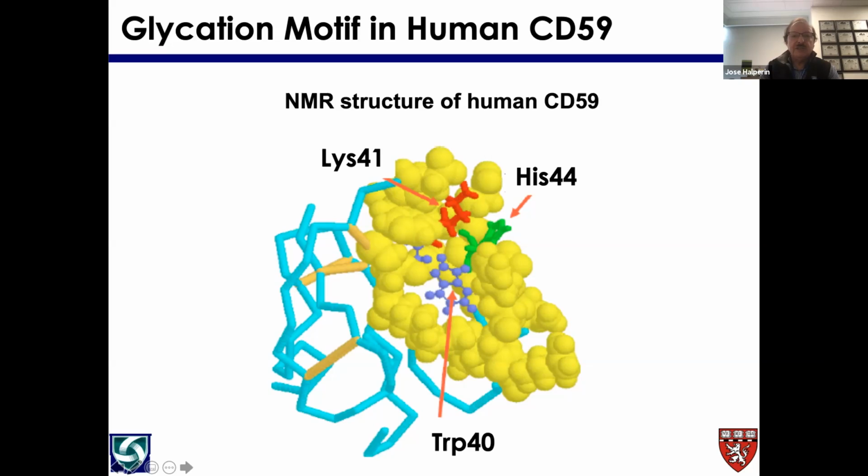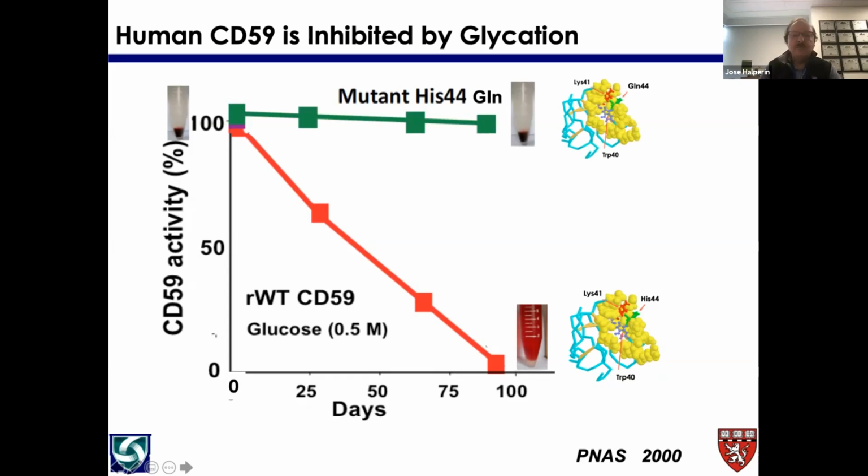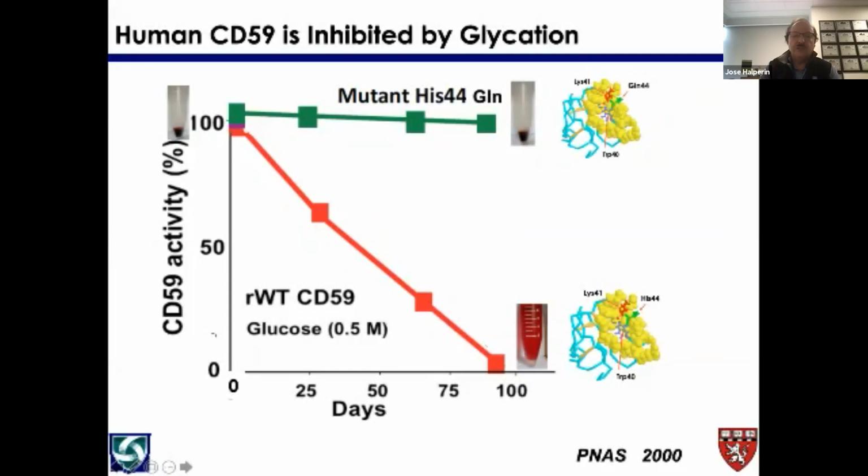To test this hypothesis, we purified and then made recombinant CD59, and we showed in a hemolytic assay that measures the activity of CD59 that indeed human CD59, upon exposure to high glucose in vitro, is progressively inactivated, as shown here. We went one step further and then mutated the histidine 44 and obtained a form of human CD59 that's active against human complement, but is not sensitive to glycation inactivation. And this was the first experimental demonstration of this concept of a glycation motif in a protein.